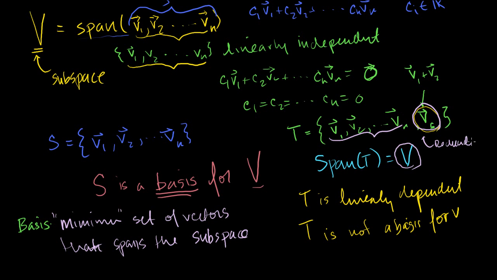In a basis, you have no redundancy. Each one of these guys is needed to be able to construct any of the vectors in the subspace V. So let me do some examples.